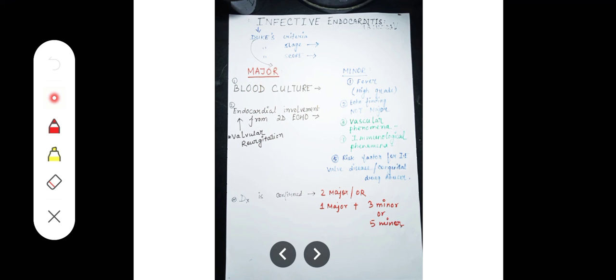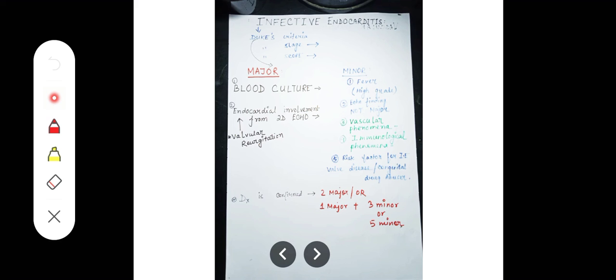On the other hand, if you just see 2D echo, it's not a major finding. Okay? 2D echo is not a major finding if there is no valvular involvement. So don't mark it as major just by seeing the 2D echo. If valvular regurgitation is there, then it is a major criteria. If valvular regurgitation is not there, then the echo finding is not a major criteria. That will be considered in minor criteria.